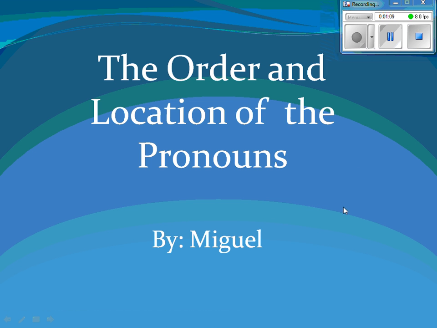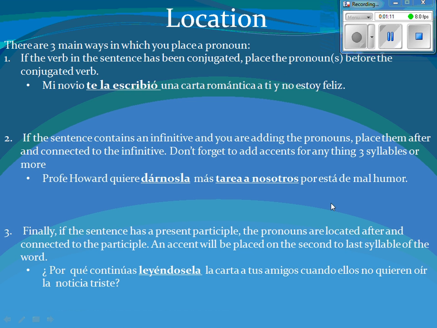The order and location of the pronouns by Miguel. There are three main ways in which you place a pronoun. If the verb in the sentence has already been conjugated, place the pronoun or pronouns before the conjugated verb. For example, mi novio te la escribió una carta romántica a ti y no estoy feliz.